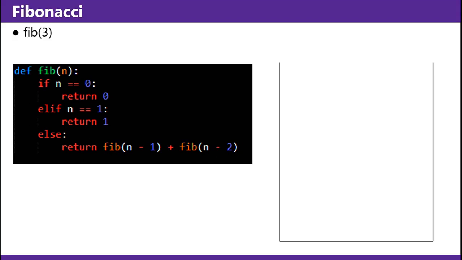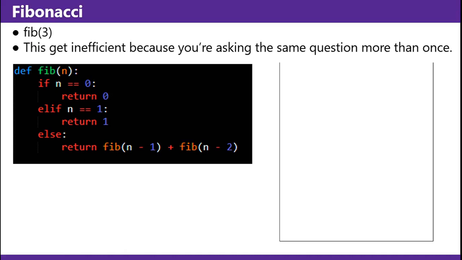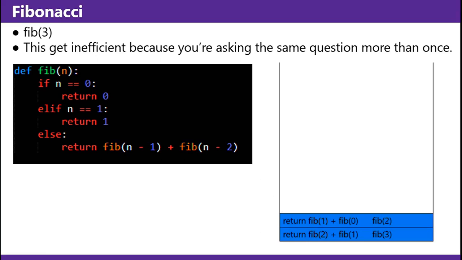We're going to demonstrate Fibonacci of 3. This gets inefficient because you're asking the same question more than once. Fibonacci of 3, you got to return Fibonacci of 2 plus Fibonacci of 1. So go to the left call first. Fibonacci of 2 is Fibonacci of 1 plus Fibonacci of 0. Left call first again. Fibonacci of 1 is 1 and give that answer back. You got to call Fibonacci of 0. Fibonacci of 0 is 0, give that call back. Fibonacci of 2 is 1. Give that call back.